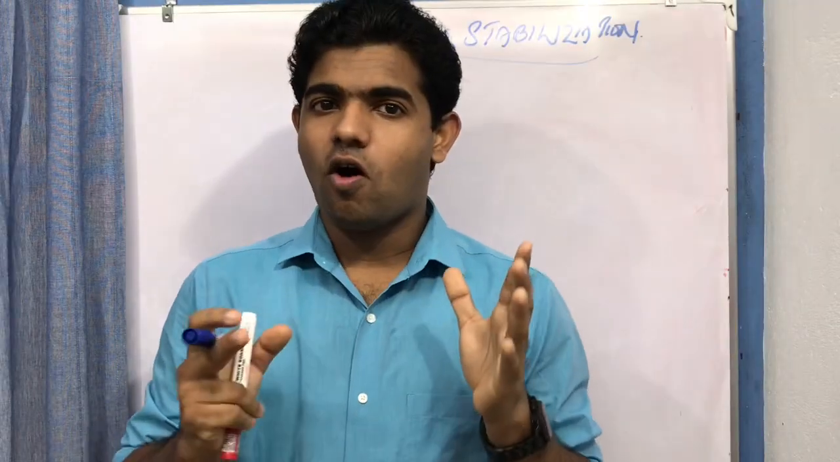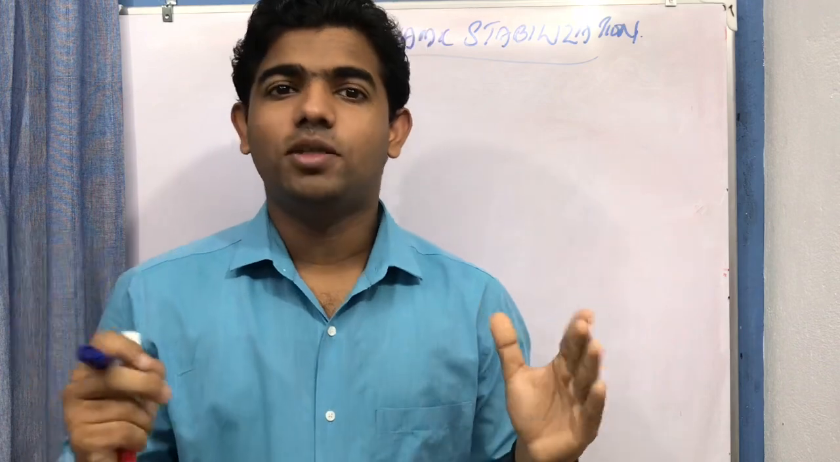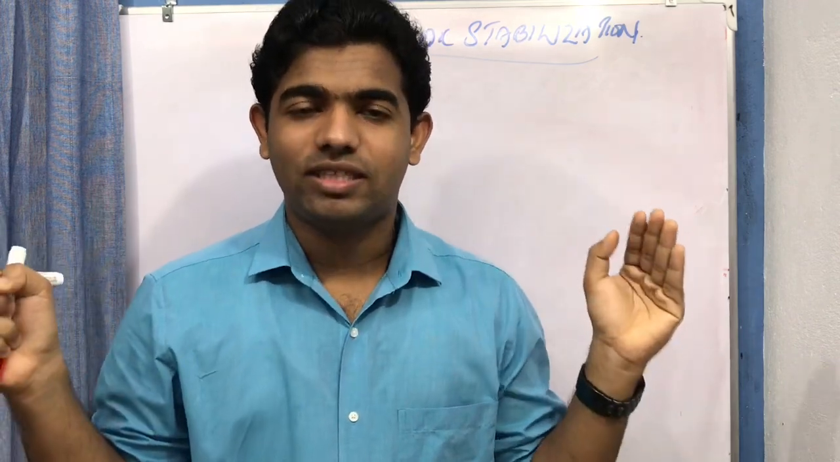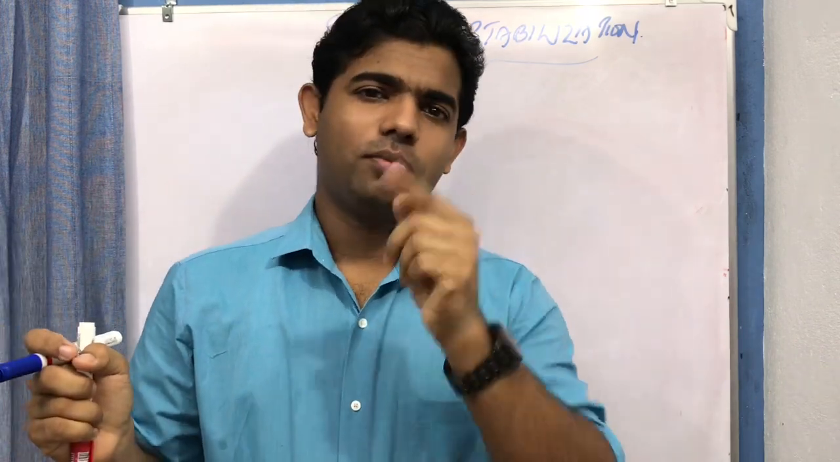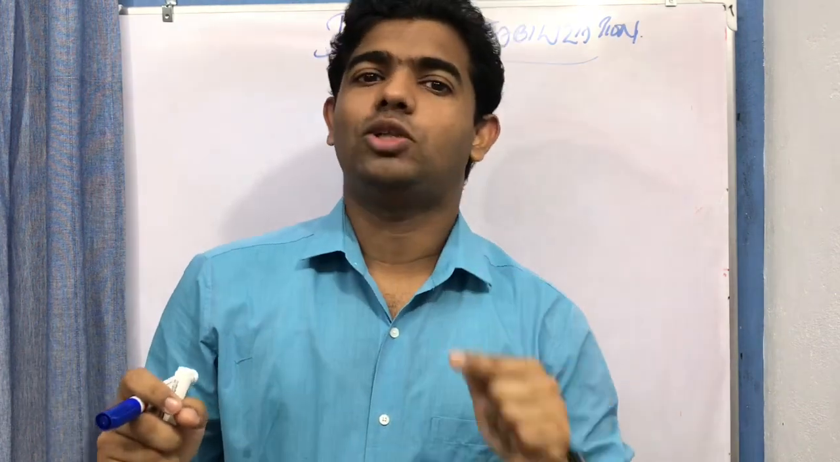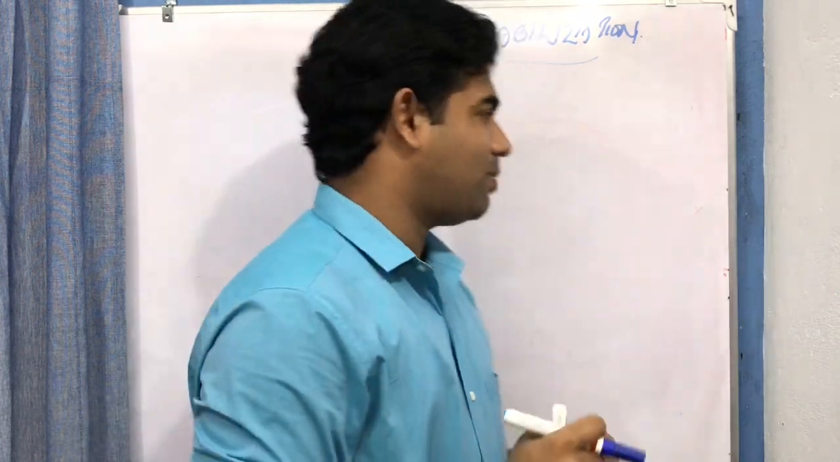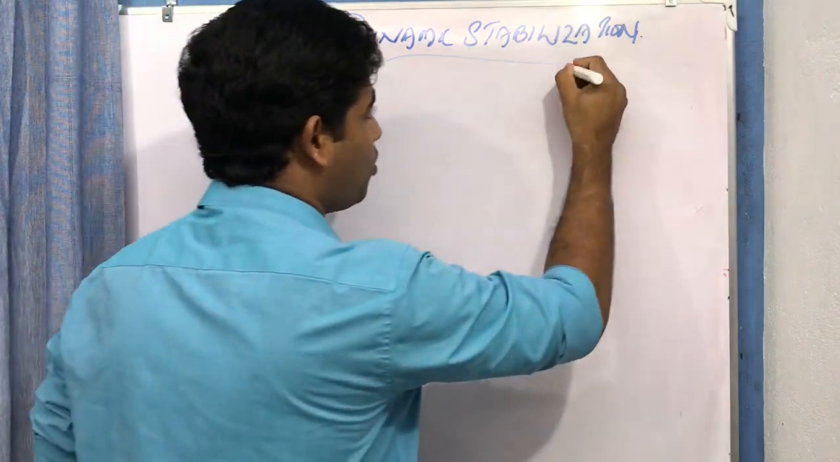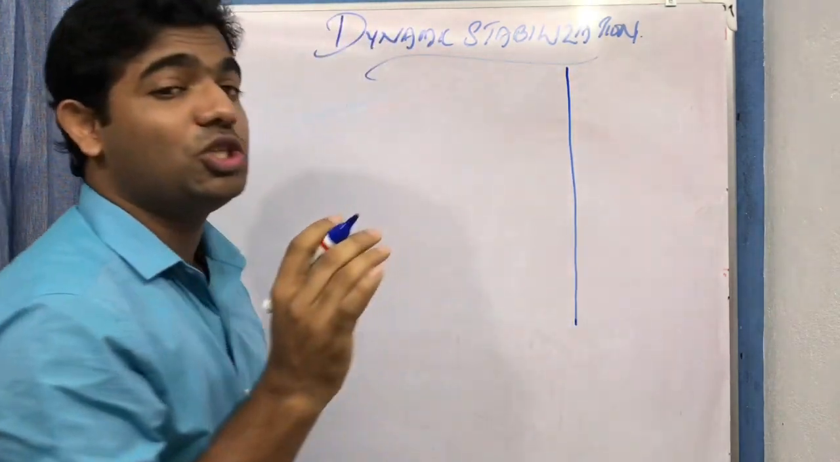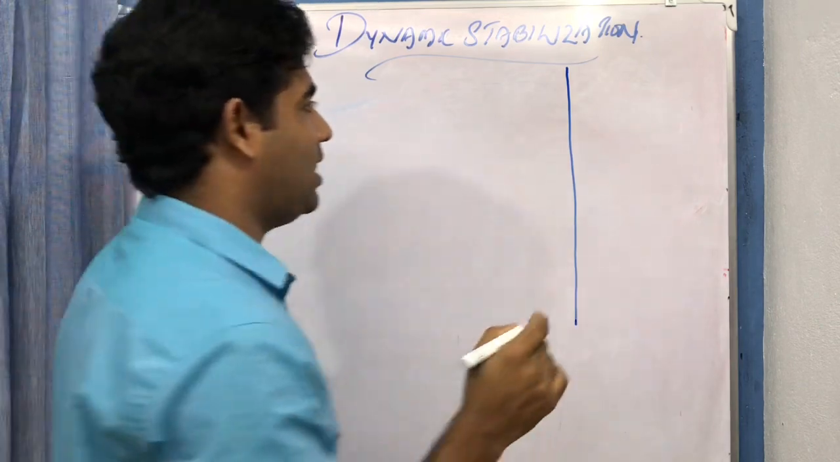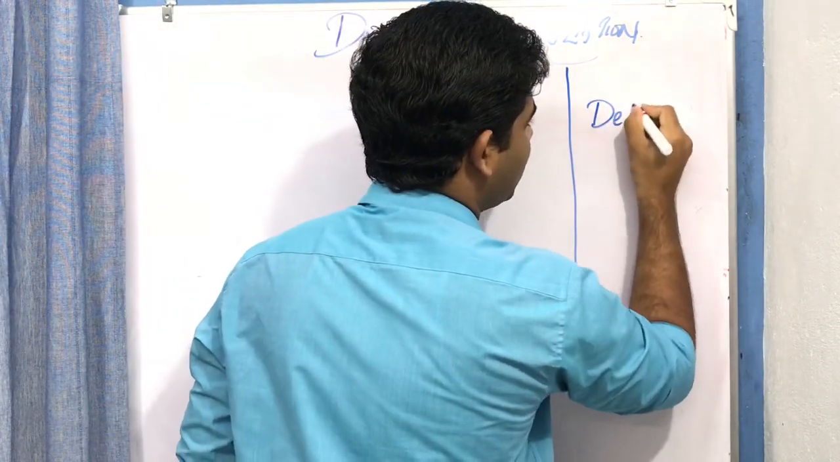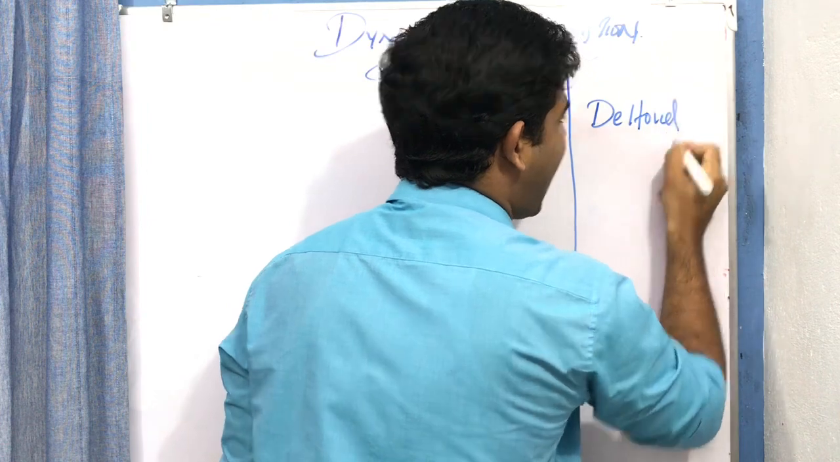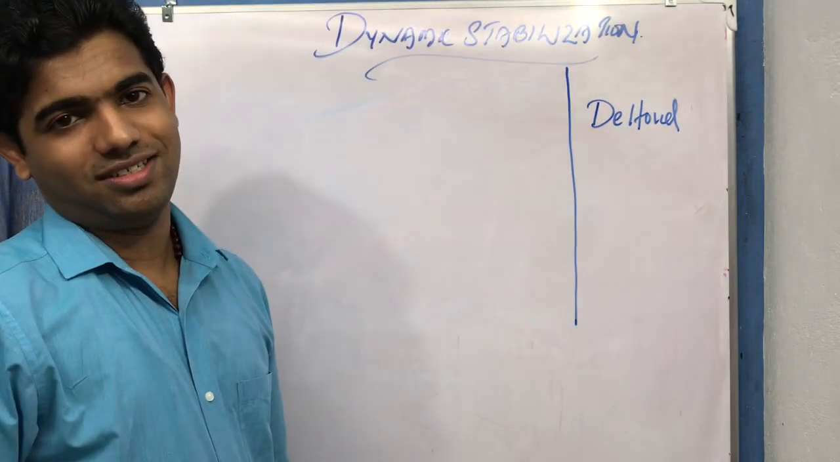Since it is a four character story, it's going to be a bit more vast than the static stabilization, but I promise you that this is more fun to learn than static stabilization. So the four important players or four important factors that you need to consider in dynamic stabilization are: first one, the deltoid muscle and the dynamic stabilization, right?